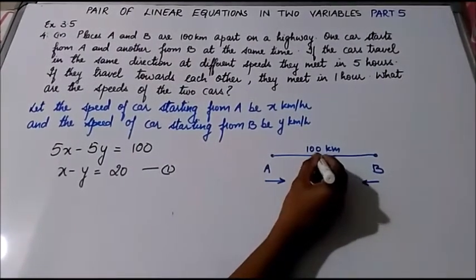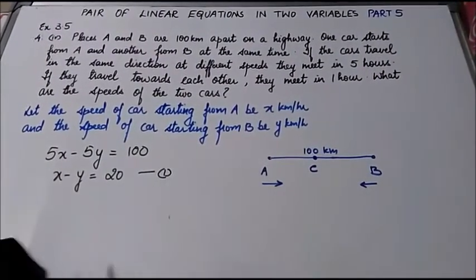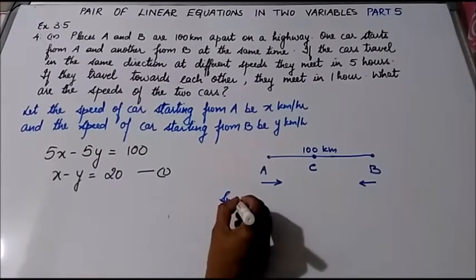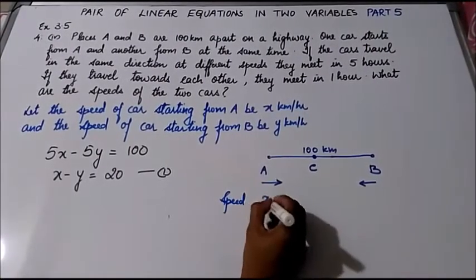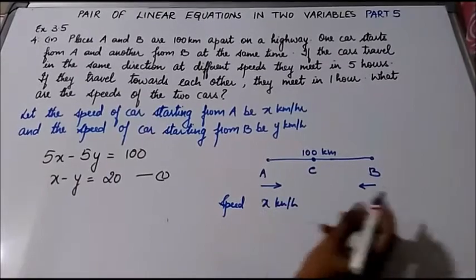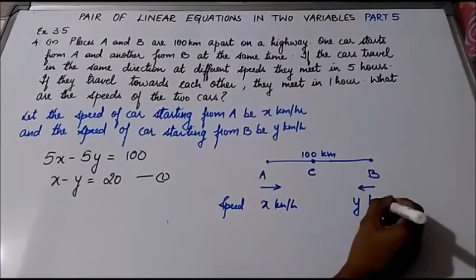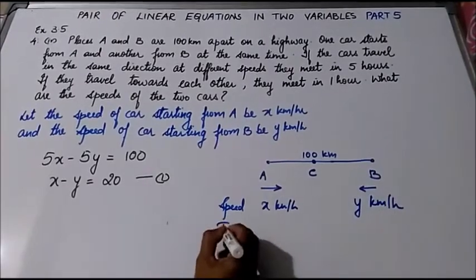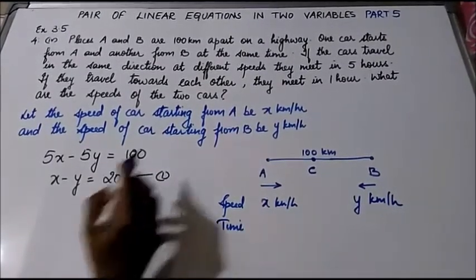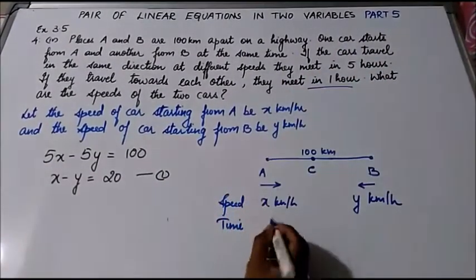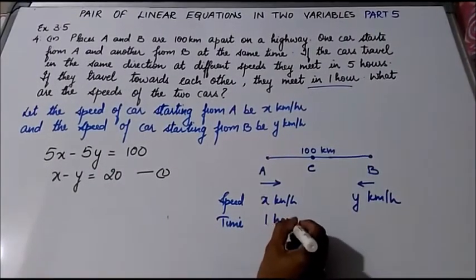So they will be meeting somewhere here. Suppose we assume C. Once again, the speed of the car travelling from A, we assumed x kilometer per hour, and the speed of the car travelling from B, we had assumed y kilometer per hour. How many hours did they travel? They meet after 1 hour, means they have travelled 1 hour.